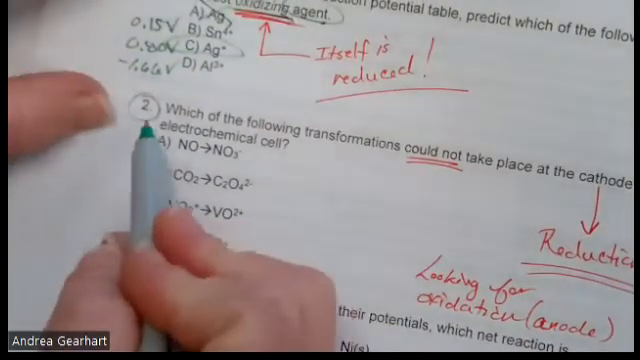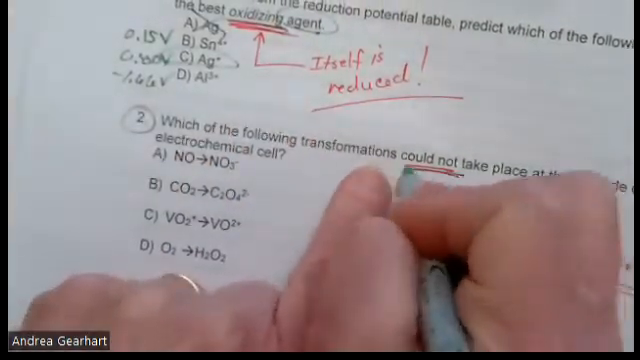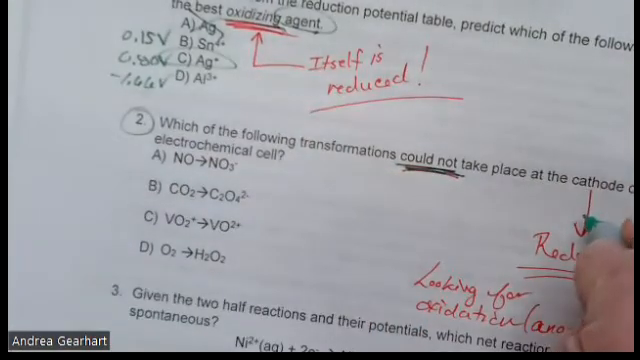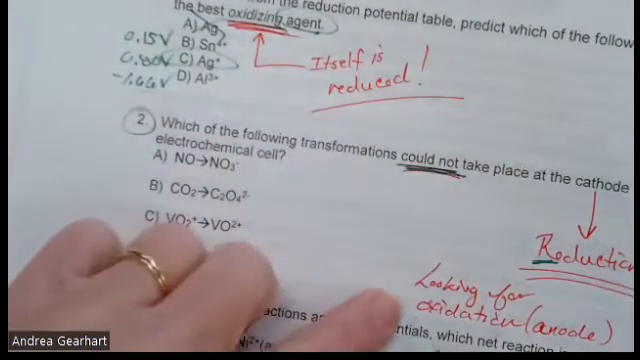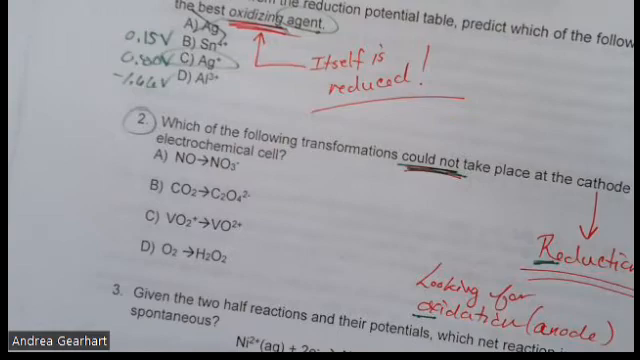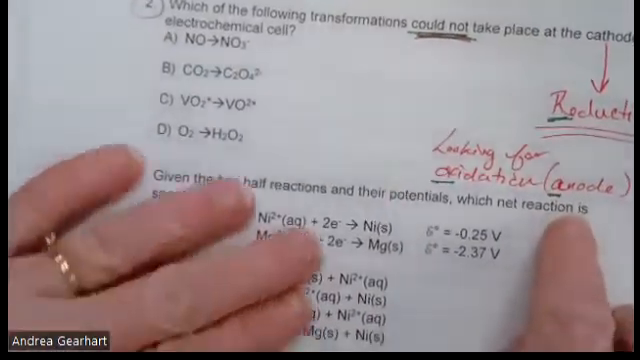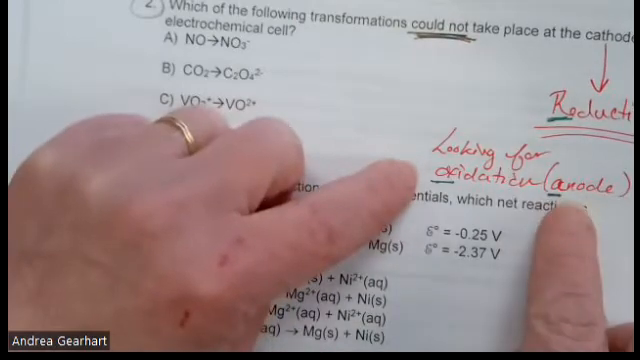So then, what about number 2? It's saying which could not take place at the cathode. And we just need to know, cathode is where reduction happens, yeah? So if we want to know what doesn't happen, well, oxidation does not happen at the cathode. Oxidation happens at the anode. And cheesy as can be, how I remember it is Val and Val.